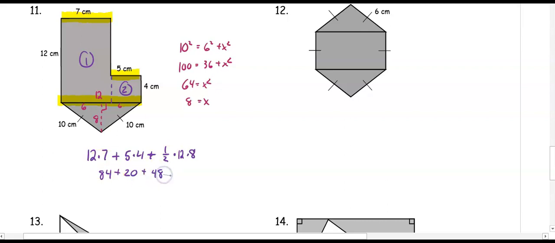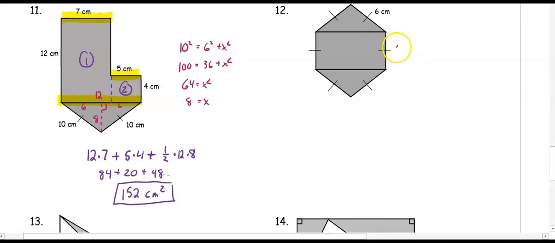Because those are all just constant numbers, we can add them together. And we get our area then is 152 centimeters squared. Number 12, we have what looks like a hexagon that has been split into 2 triangles and a rectangle.